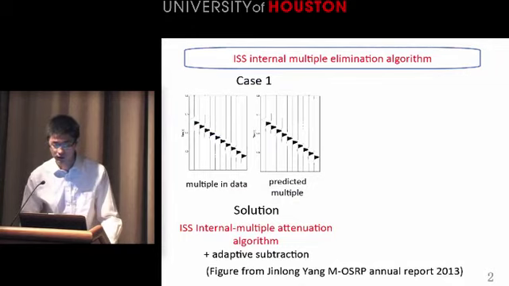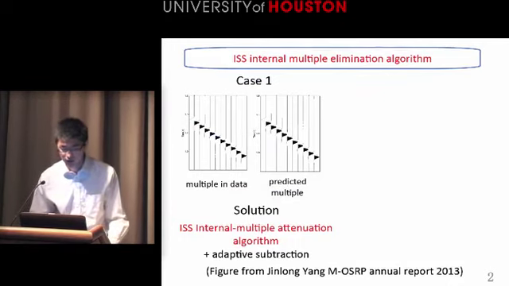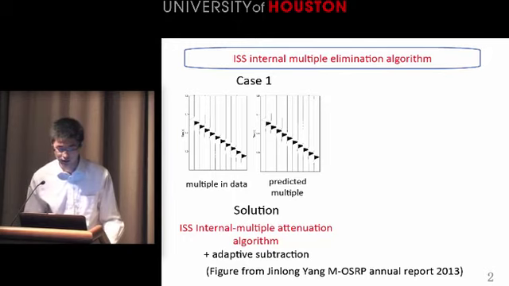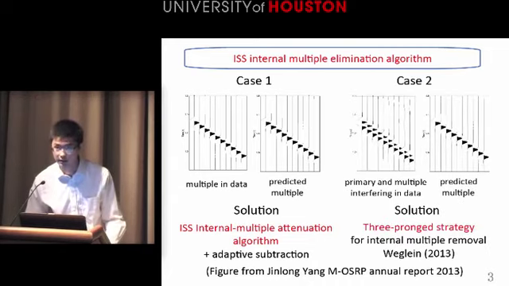For internal multiple removal, there are different cases. If the internal multiples are isolated in the data, the internal multiple attenuation algorithm can predict the correct time and approximate amplitude of the internal multiple, as shown here in the first case. In this case, we can remove the internal multiple by using the internal multiple attenuation algorithm and adaptive subtraction.